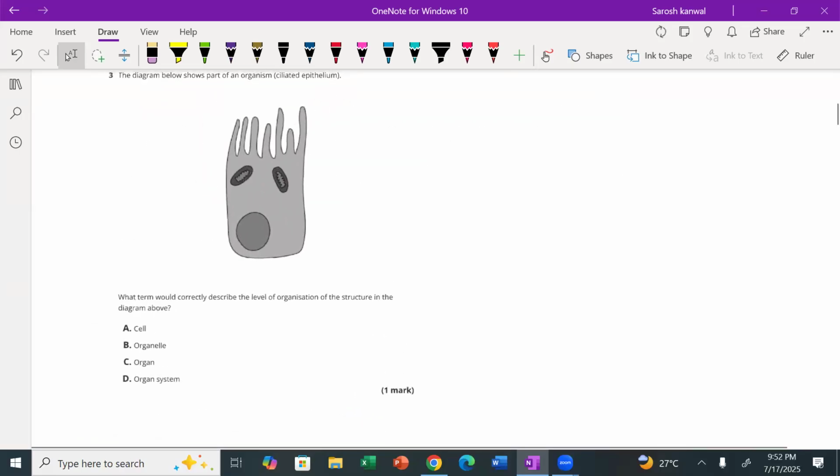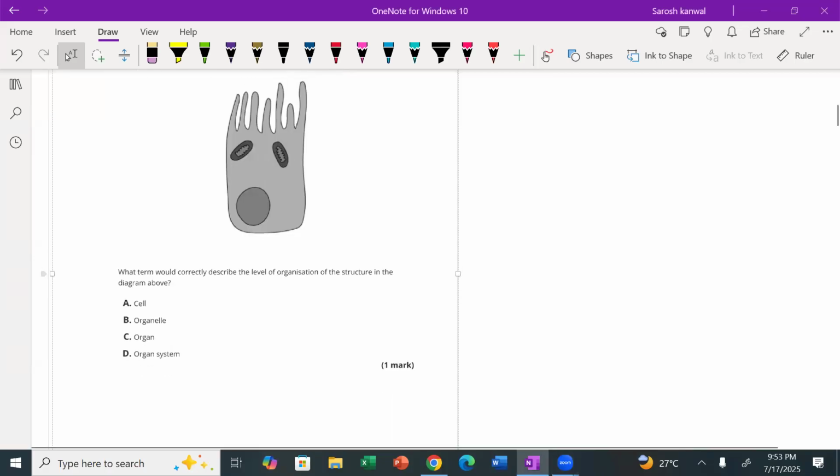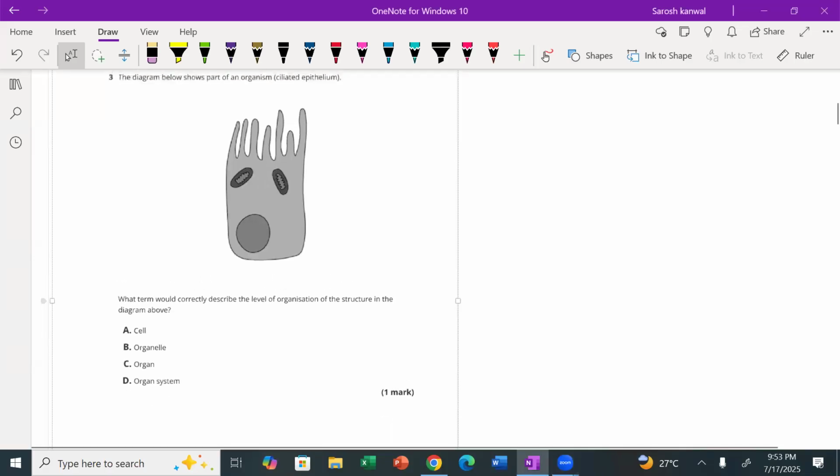In this question, yes, Ganya, this question is for you. The diagram below shows part of an organism's ciliated epithelium. What term would correctly describe the level of organization of the structure in the diagram above? You can make a guess, Ganya, it's okay. I'll tell you the right answer.